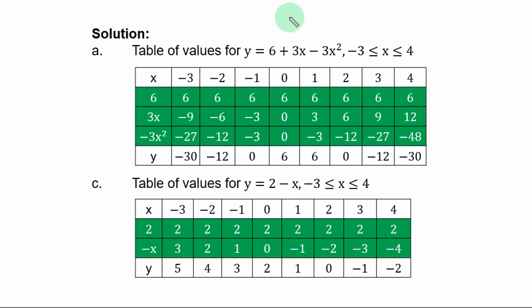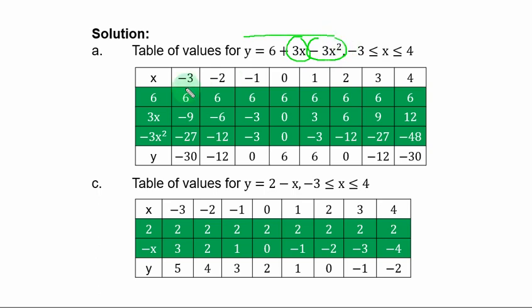Solution A part, table of values for the quadratic function. Already the s values are known. To get the y values, we need to do two things precisely. Get 3s and minus 3s squared.